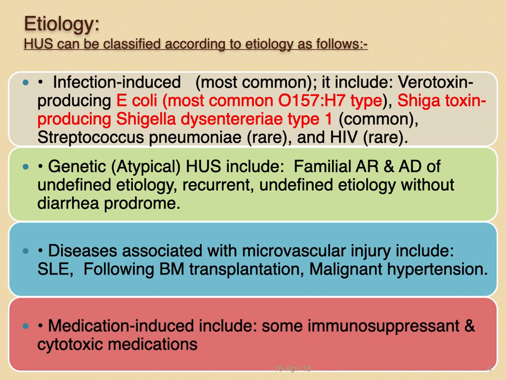Several serotypes of E. coli can produce the toxin. However, O157:H7 is the most common in Europe and America. Another type is the genetic atypical HUS. This type is familial. It's usually inherited as autosomal recessive or autosomal dominant. Also, we have systemic diseases like SLE, following bone marrow transplantation, and in patients with malignant hypertension. Lastly, HUS could be medication-induced, following some immunosuppressive therapy and cytotoxic medication.